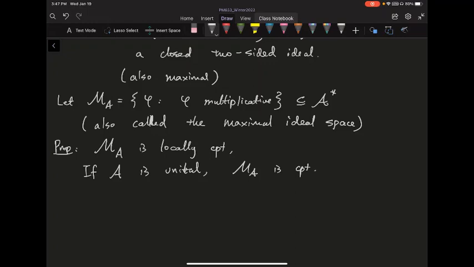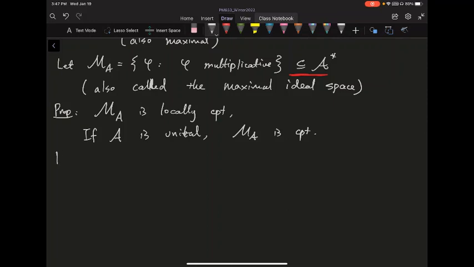So here's the fact. Because M of A is a subset of the dual space, you put a weak star topology on M of A. That's the default topology on your maximal ideal space. Now let's prove this fact. Let's let M_A0 be all the multiplicative ones union the zero functional. So 0 is technically also multiplicative.